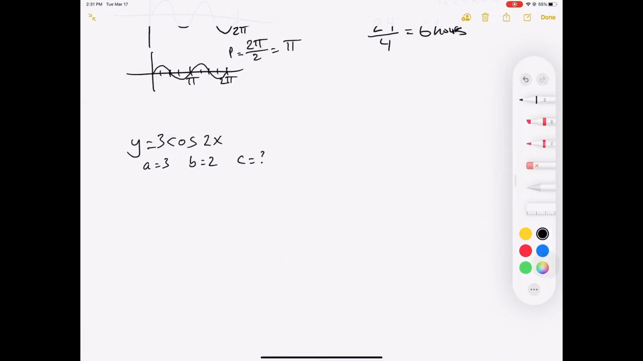Do we have a c value? Do we have a d value? Answer is nope, nope. Those are both at 0. So c is equal to 0 and d is equal to 0. Because there's nothing here. No parentheses. Remember, it's a cosine of bx minus c. No parentheses, no c, and no d value because there's no number by itself.